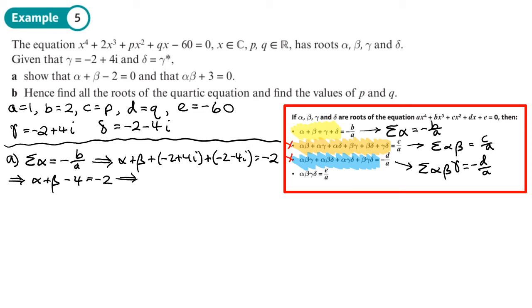So if I add 2 to both sides, I get that alpha plus beta minus 2 equals 0. Whoops, I've put the equals in the wrong place. Equals 0 as required. Okay, this is the first one.